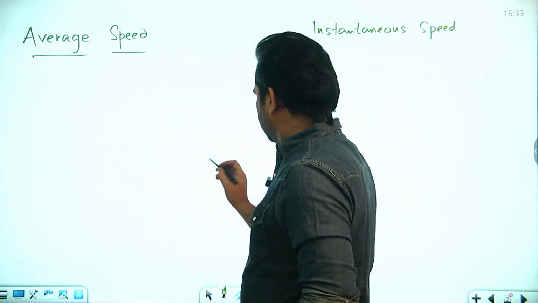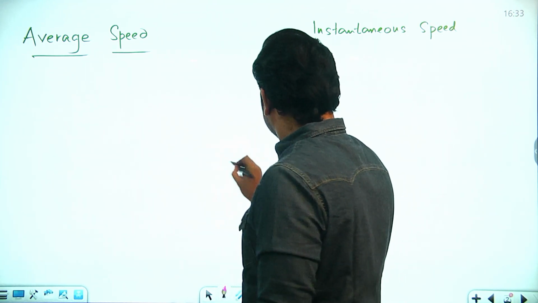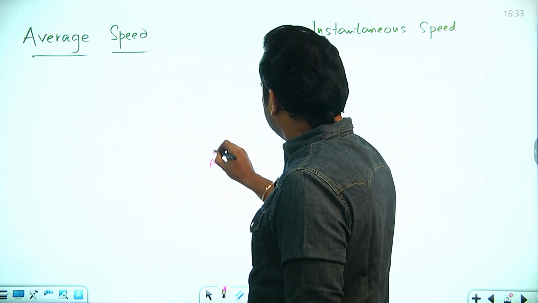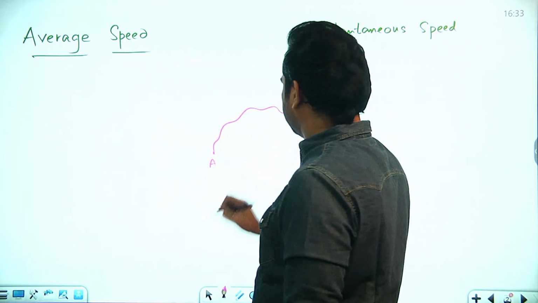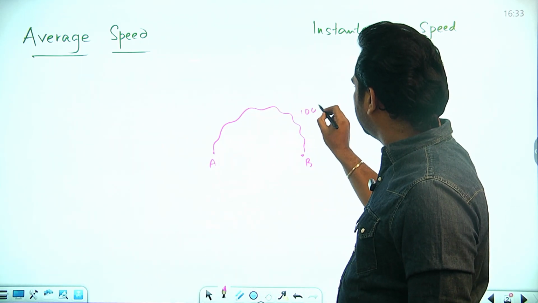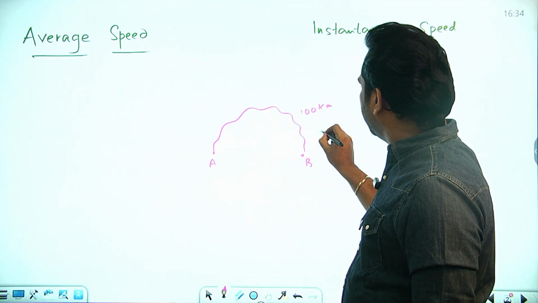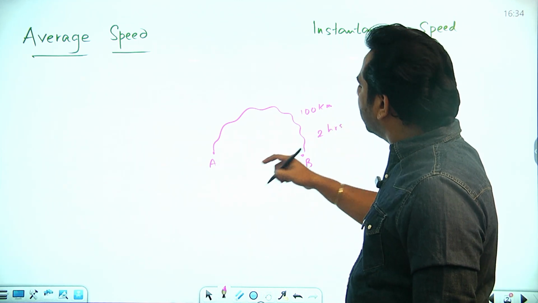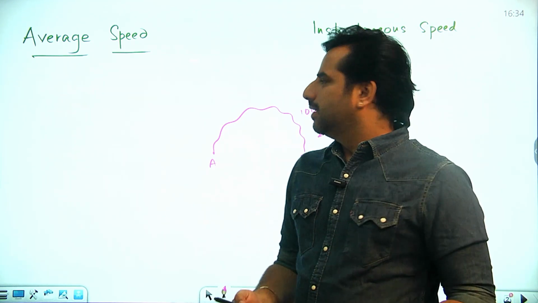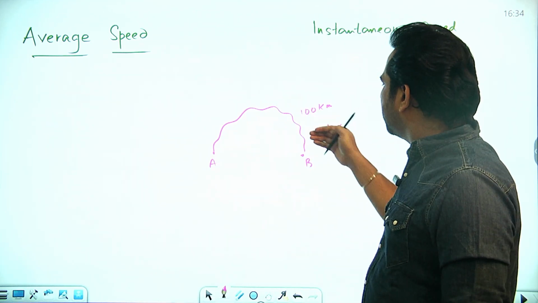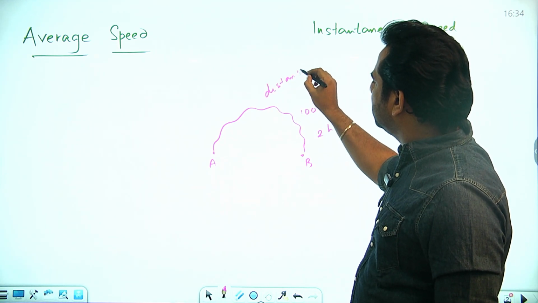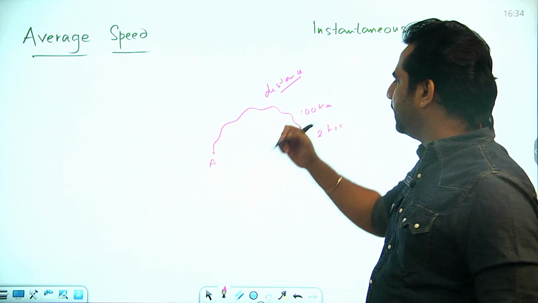Now, for example, consider a point A and another point B. Say a person has moved from A to B. The entire distance is, for example, 100 km, and the time taken is 2 hours. This is the path that the person has chosen to move from A to B. The length of the actual path traced by the person is known as distance. So the distance traveled by the person is 100 km.